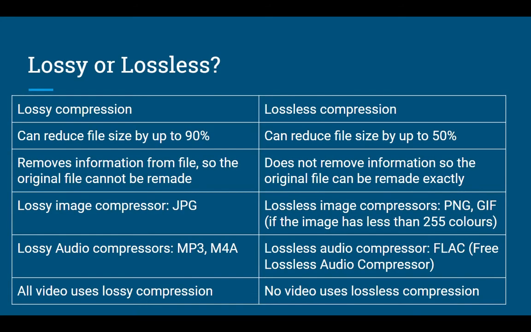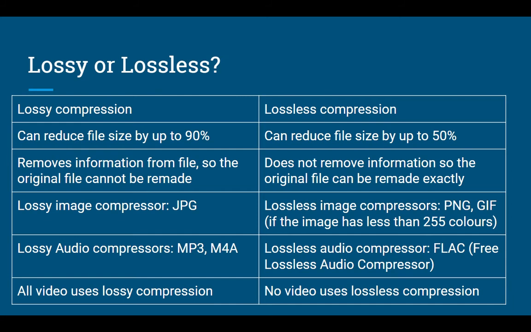Choice of lossy or lossless. Here's our comparison table. Lossy compression on the left can reduce file size by up to 90% with no significant loss of quality. Remembering that the lossy compressor takes what we can't see and strips it out, so it's using limitations of human vision. And that's a really important point. Same with the compressors for audio. Takes the stuff that we can't hear and strips it out, which reduces the file size without reducing quality. It does remove information, so the original file cannot be remade. A lossy image compressor is JPEG, a lossy audio compressor is MP3 or M4A.